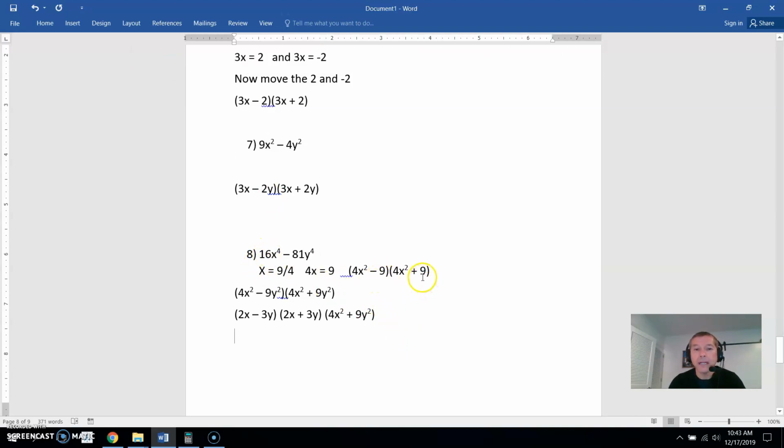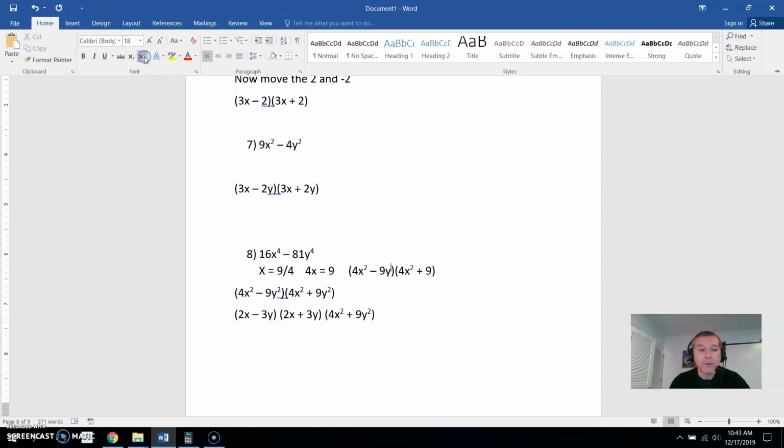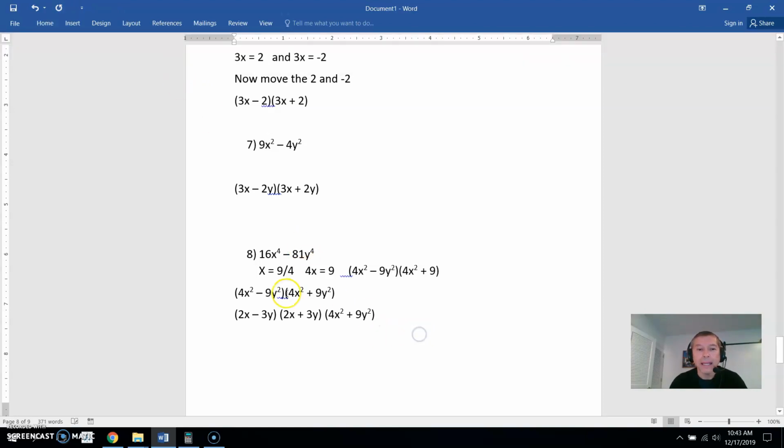Negative 9 times 9 is negative 81, but I don't have the y to the fourth. To get the y to the fourth, I need a y squared on each one of these. So a y squared there and a y squared on the other one, and that's how I ended up with this right here. Now, at this point, you can see if these factor any further.